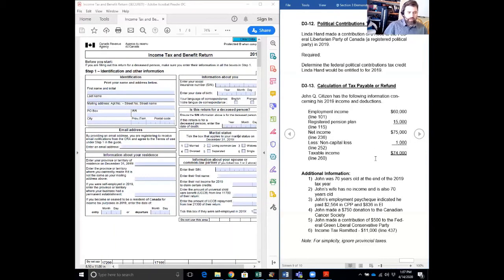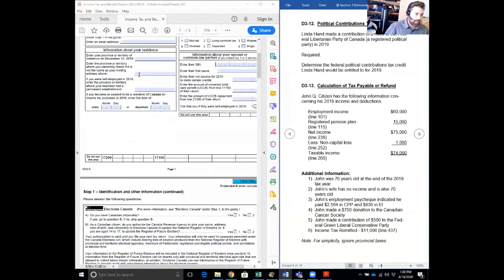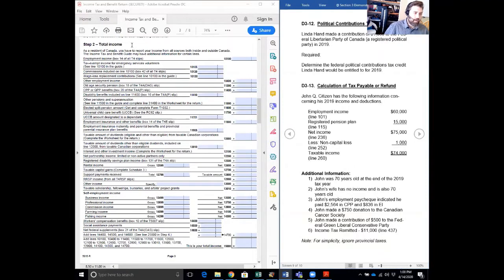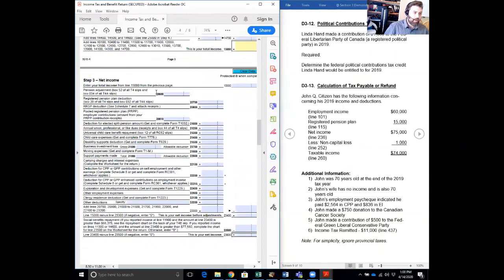So let's think about the main sections of our tax return. We just have identification and other information, step one. That's pretty straightforward. Step two is our total income. This is all the income that we had for the tax year. And notice how these are all pluses, no minuses, so we end up with a total income amount. But then we take our total income and we add up a bunch of deductions. So here's a minus sign here.